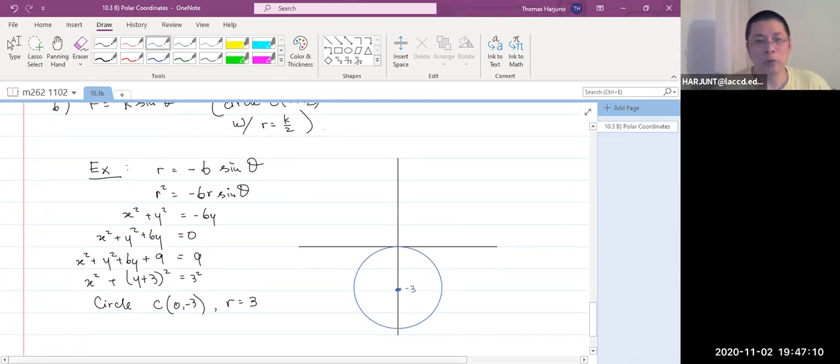Okay, but I'm not really happy with that. Let's do polar graphing. What I don't want to happen is you know so much about polar equations, polar integration, polar this, polar that, but you can't even graph it. That's so sad. Okay, so polar graphing, let me see.